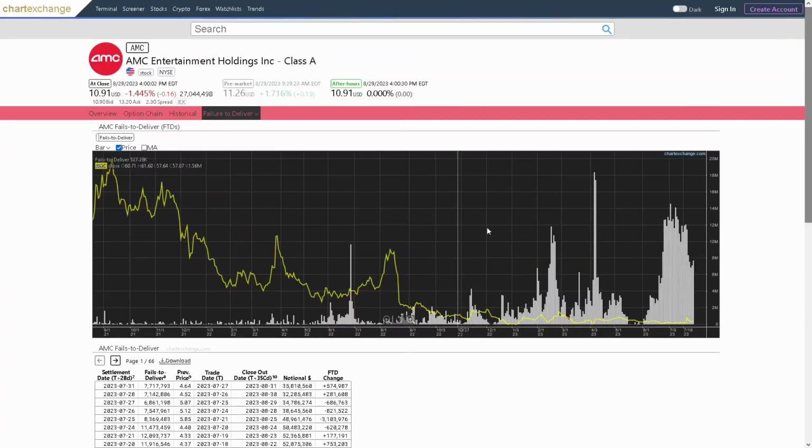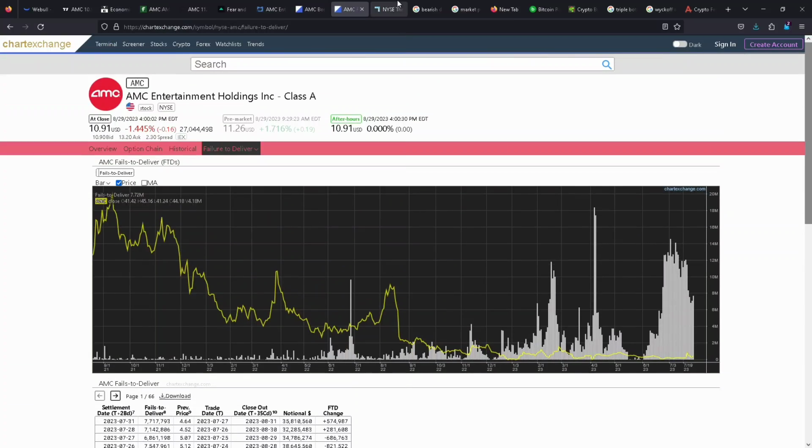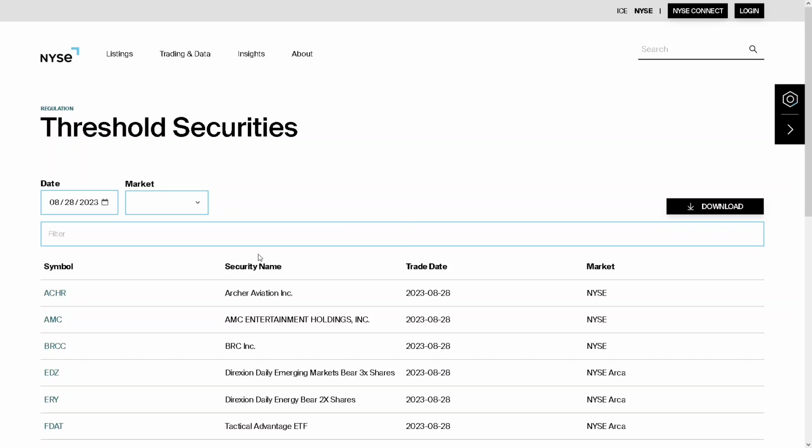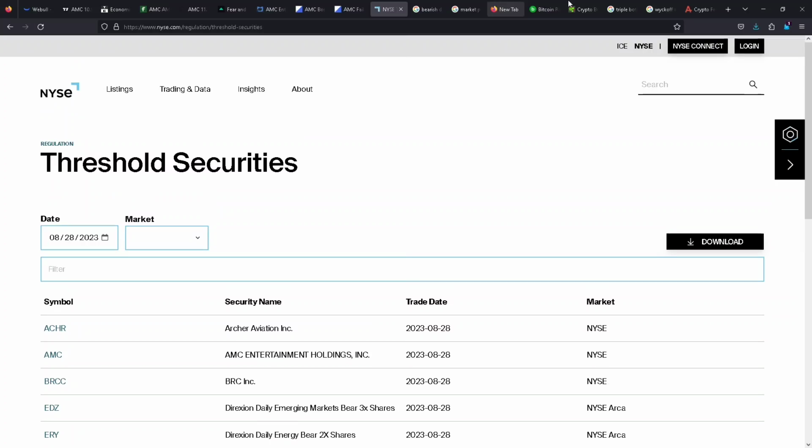You guys can see that FTDs are still racking up, and we are still on the threshold security list. This is the 46th or 47th day. I did lose track. I believe it's the 47th day in my personal opinion, but do not take me to the bank on that one.